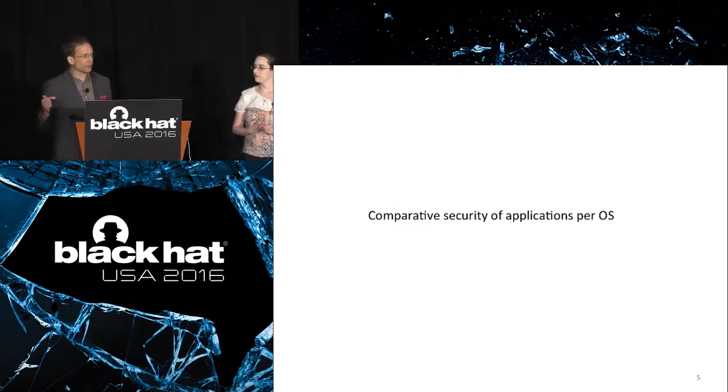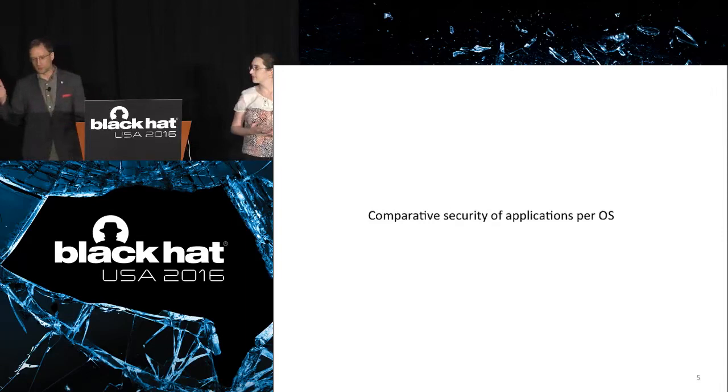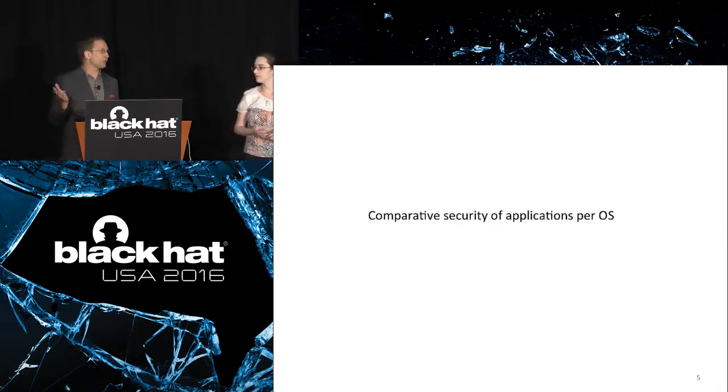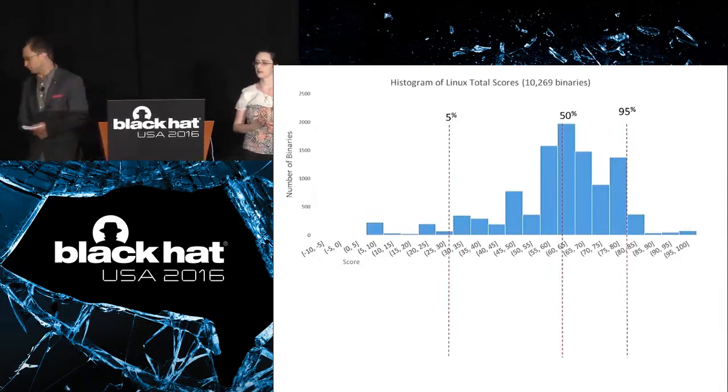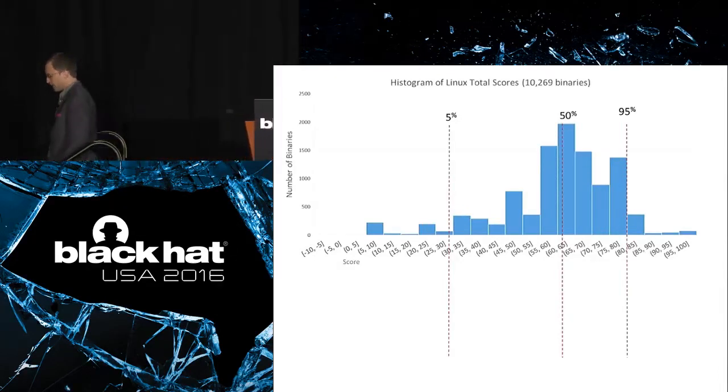If we're able to quantify the different security features and create a continuum, what does it look like for each of these operating systems? So this is Linux. This is Linux Ubuntu with the first 10,000 applications.